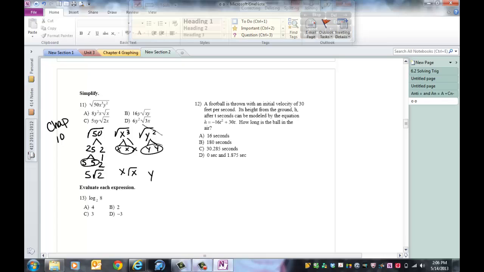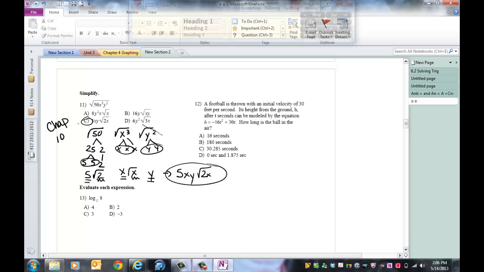Well, we certainly can see that even though I simplified each one of the terms, that's not how my answer is written. So I take all my outside stuff that is not underneath the square root, and all that stuff gets multiplied together. And then I take all my square root stuff and multiply those together. That's my final answer. That is why C is your choice.